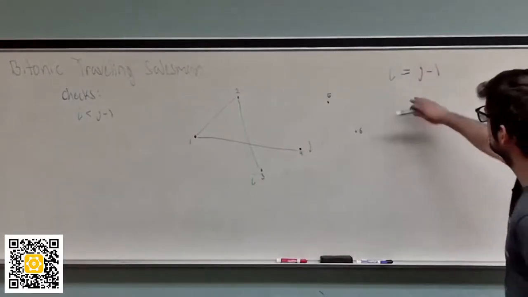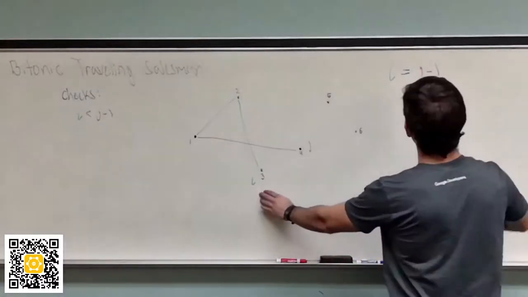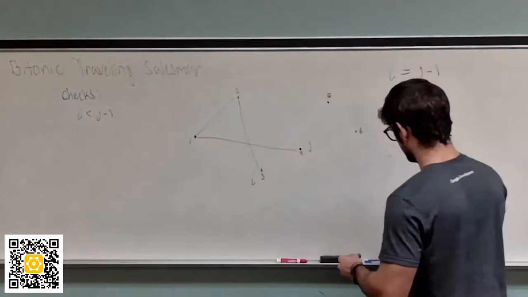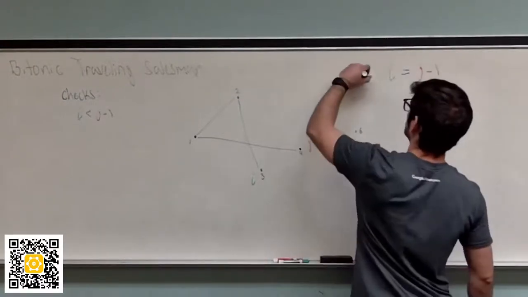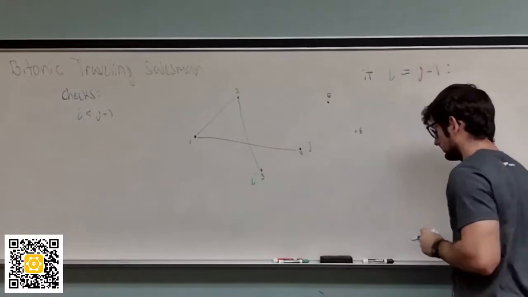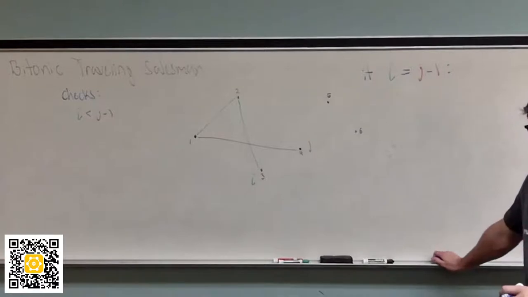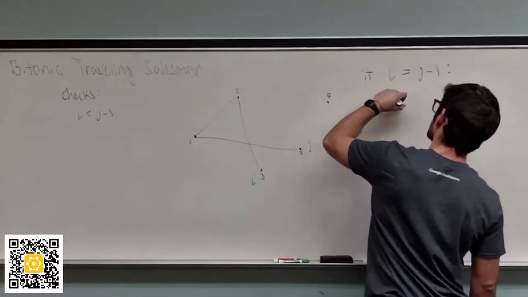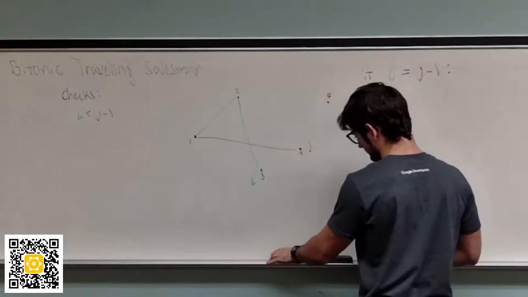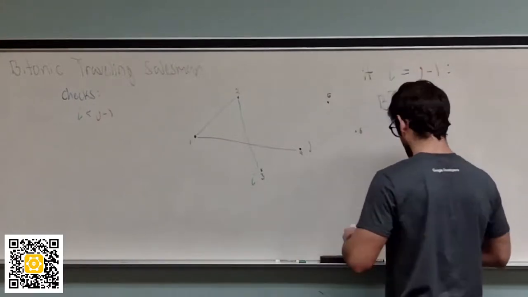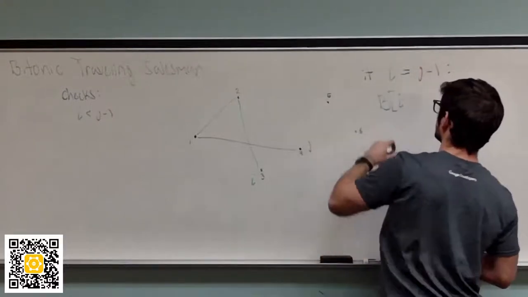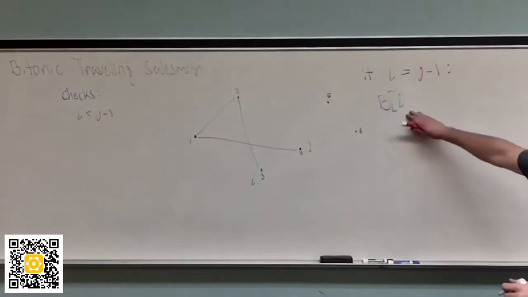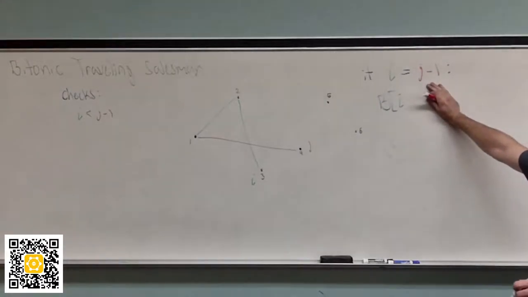Perfect. So now let's work out this one. If i is equal to j minus 1, j is at 4, i is at 3. If this is the case, what we want to do, I'm trying to see if I remember it, is then b of i, which is the same thing as saying b of j minus 1. Do we agree with that? b of i is the same thing as saying b of j minus 1.